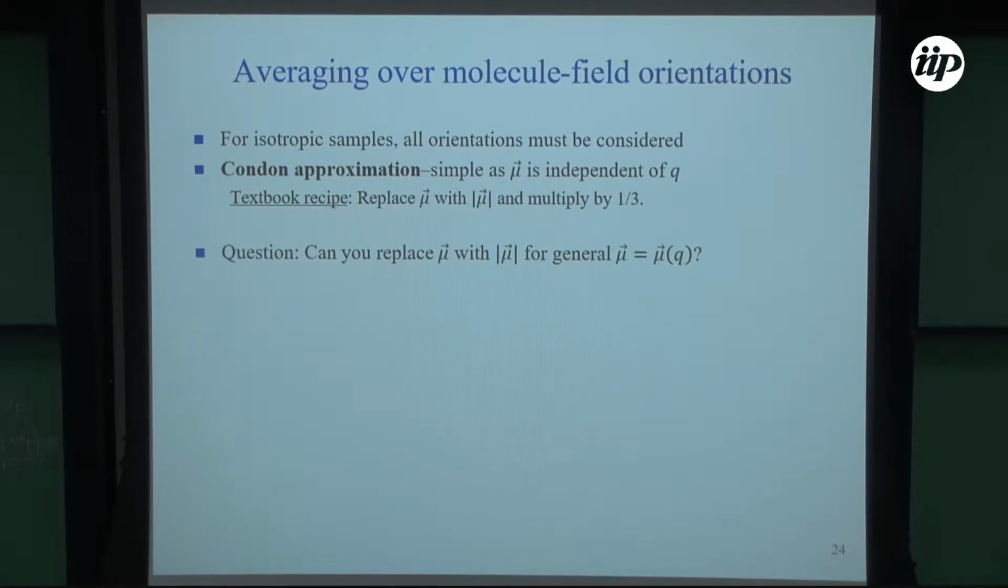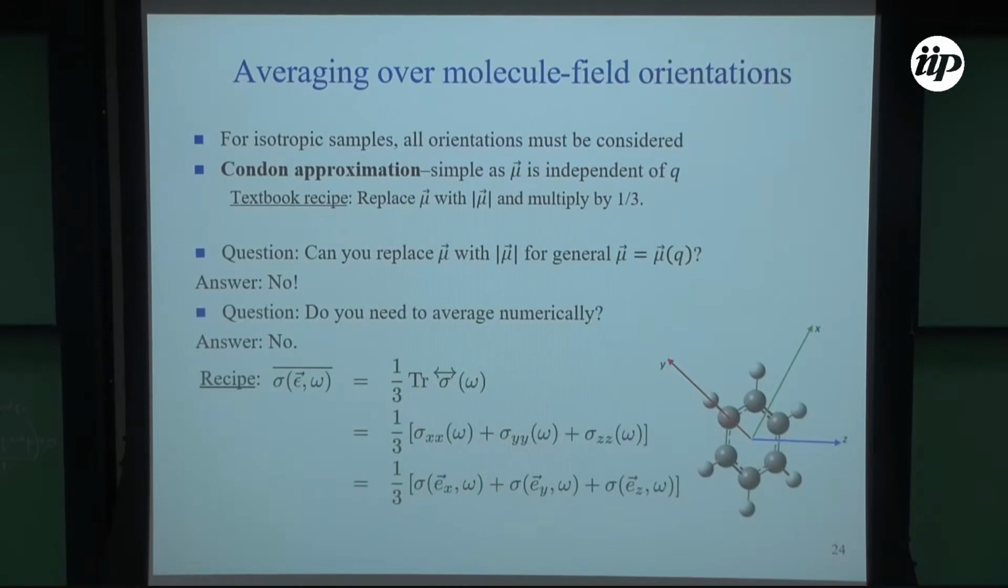You cannot do this. And it almost looks like that you would have to numerically average over all orientations of the molecule. But you can quite easily show analytically that you don't need to do this. And you can just compute the spectra for 3 different arbitrary but orthogonal orientations of the molecule and get the right spectrum.